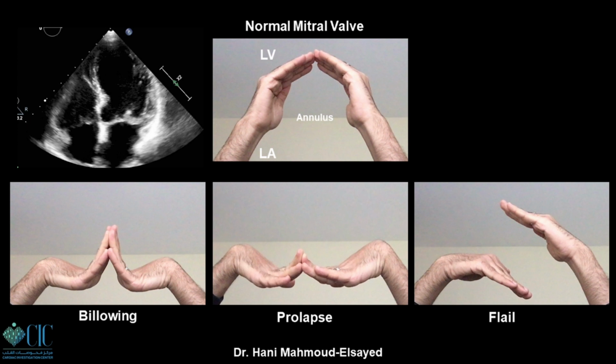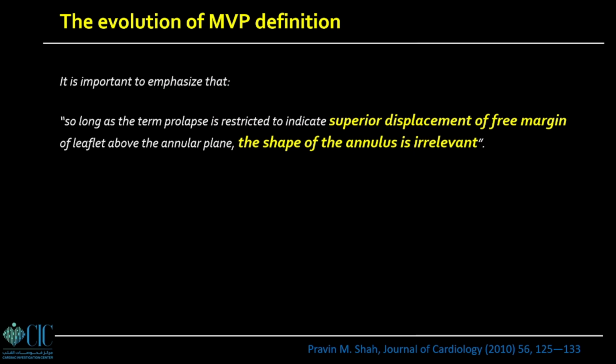So this is normal. Some tenting maybe, but this is the billowing, prolapse, and this is the flail. They related all the complications and the high risk of mitral degenerative disease to the real prolapse, not the billowing. That's why it is not good to label the patient as having mitral valve prolapse if he doesn't have it, because mitral valve prolapse per se, if real, carries a risk, even sudden cardiac death in some patients. So it is very important to label the right patient as having prolapse.